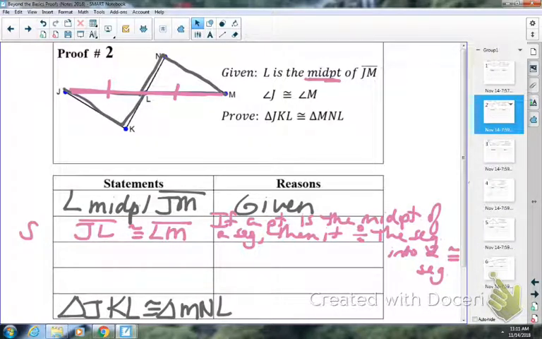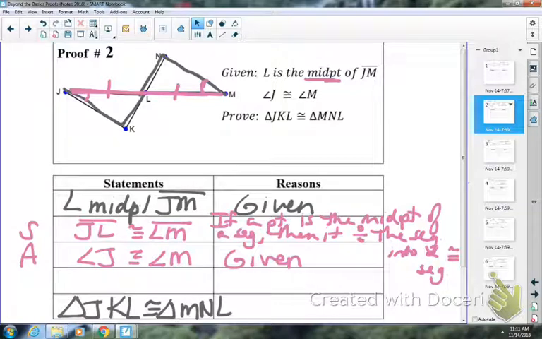Okay, and again, assuming you have the note cards filled out from a few days ago, you should have the reasons there. Now for the next part of the given, angle J is congruent to angle M. Again, my reason, it's given. I'm going to put an arc mark on the picture to indicate that, and that's a pair of angles, so I'm going to put an A in the margin.